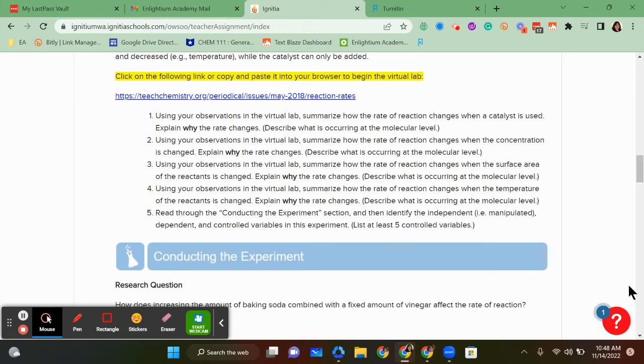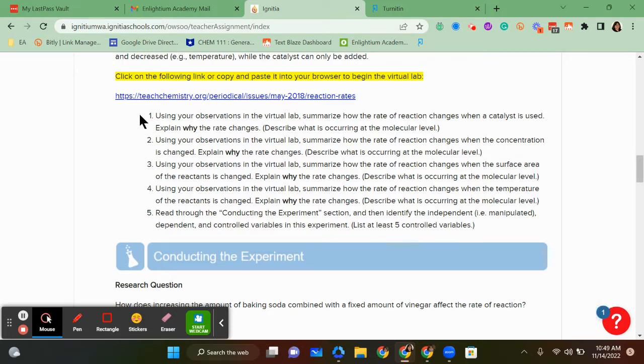Hello, this is a discussion about the lab chemical reaction rates. So I'm going to go over part one. You are going to use a simulation, and the link for that simulation is right here.